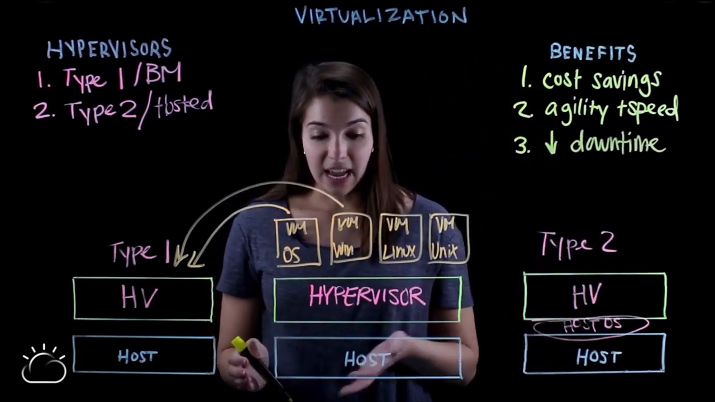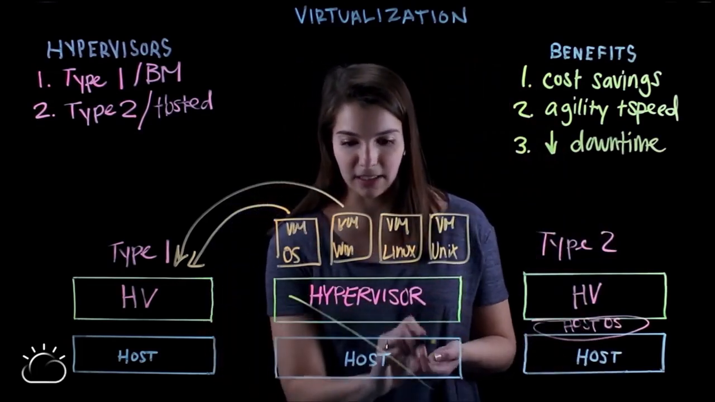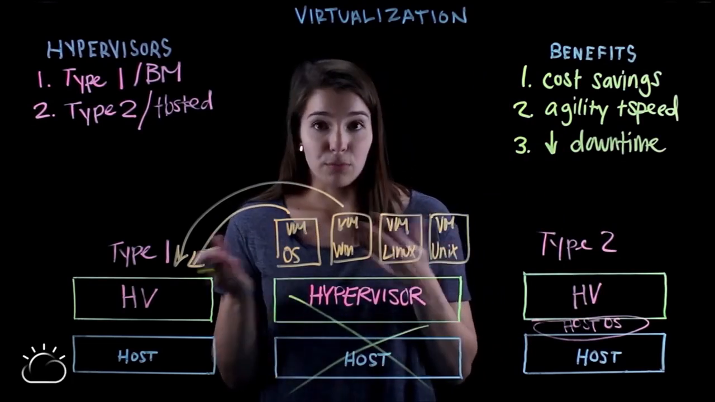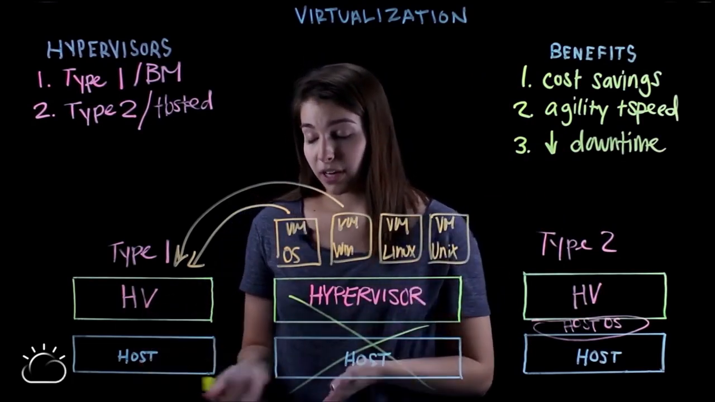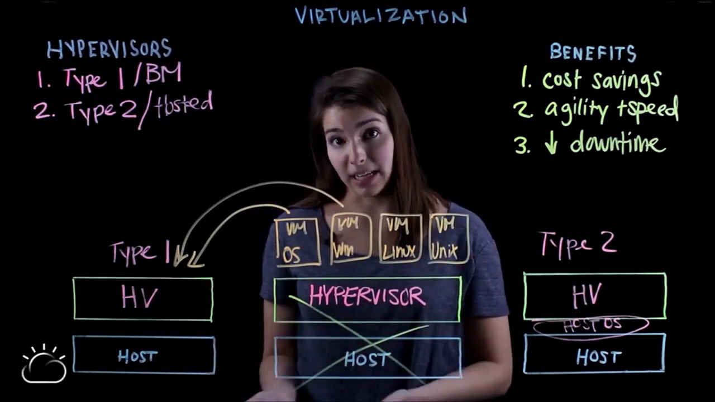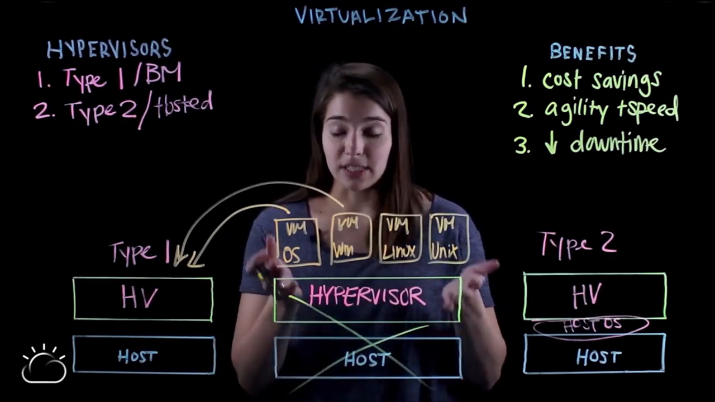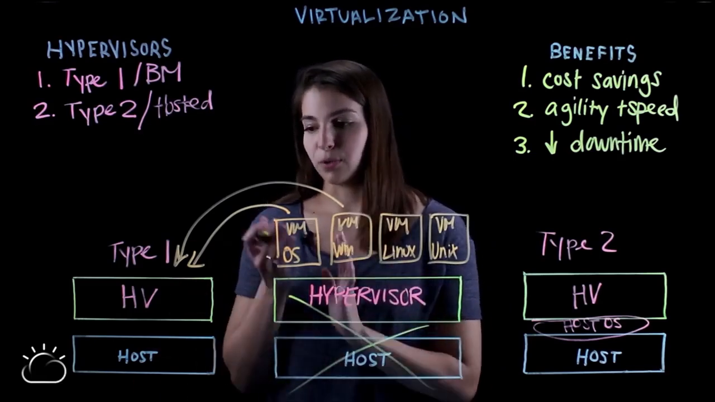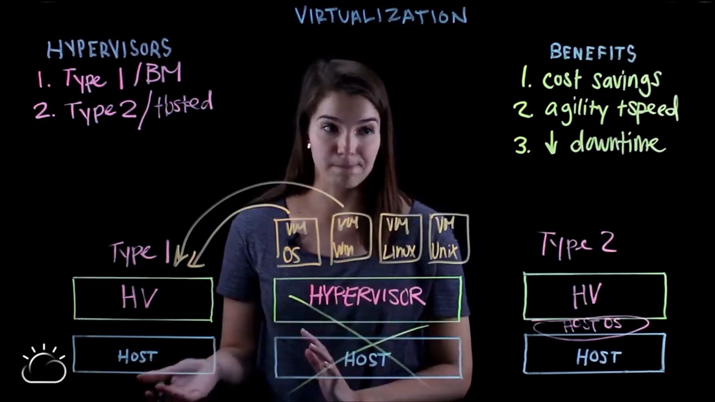So let's say that this host goes out unexpectedly. The fact that you can move virtual machines from one hypervisor to another on a different physical server means that you have a great backup plan in place, right? So if this host goes down, you can simply move your VMs very quickly to another hypervisor on a machine that is working.